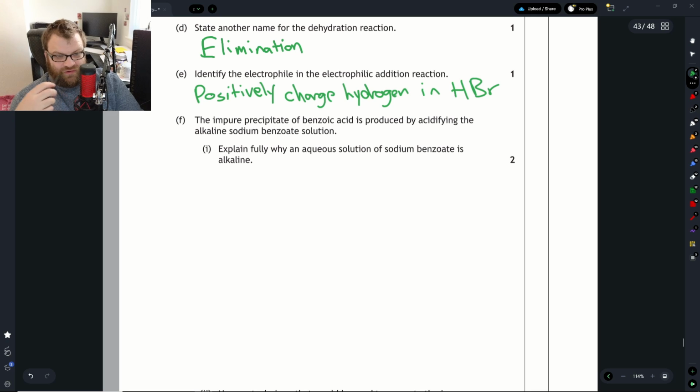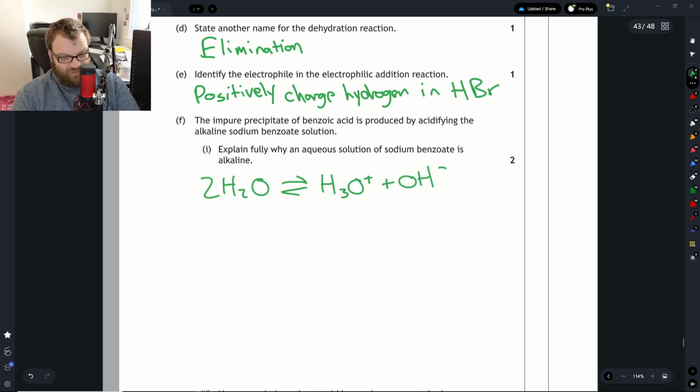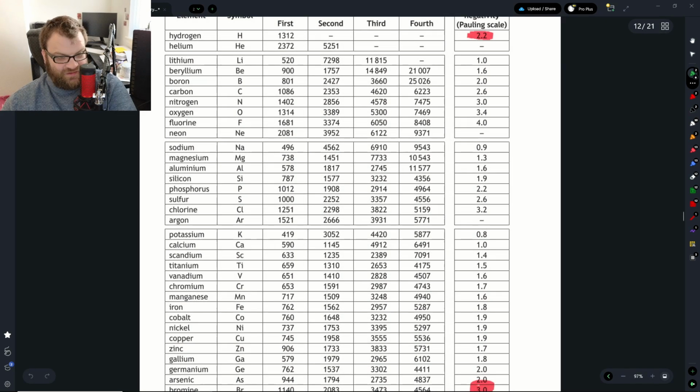Next one, impure precipitate of benzoic acid is produced by acidifying the alkaline sodium benzoate solution. We're asked, why is it got to be alkaline? Okay, so there are two equilibriums to take into account. We have our water equilibrium. And we have our one with the sodium benzoate. Might be an easier way to say it in here, in the data booklet.